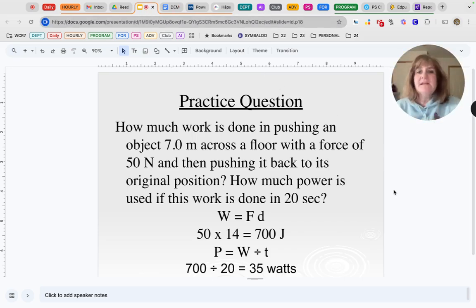Look at another example. How much work is done to push an object 7 meters across the floor with 50 newtons of force? Well, remember, work is equal to force times distance. So if we push it across the floor and back again, we actually went 14 meters instead of 7. How much power was required to do that in 20 seconds? That would be 35 watts.